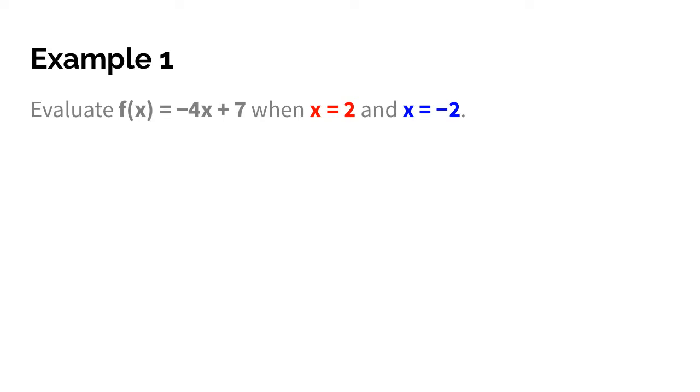So the first thing we're going to do is evaluate. So let's say I give you a function f of x equals negative 4x plus 7. So when I give you x equals, say, a number, like here x equals 2 or x equals negative 2, what this means is I am giving you what's called the input. So I'm giving you an input of 2 and an input of negative 2. When I give you an input, what we're trying to do is figure out what I would get as an output when my input is those values.